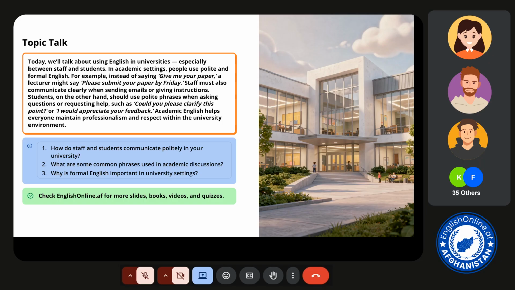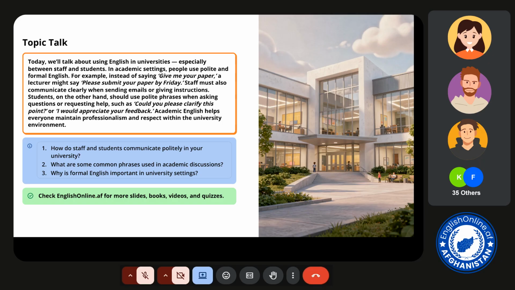In academic settings, people use polite and formal English. میگه مردم از انگلیسی رسمی و مؤدبانه استفاده میکنن. For example, instead of saying give me your paper, a lecturer might say please submit your paper by Friday. لطفاً مقاله خود را تا روز جمعه تسلیم کنید.